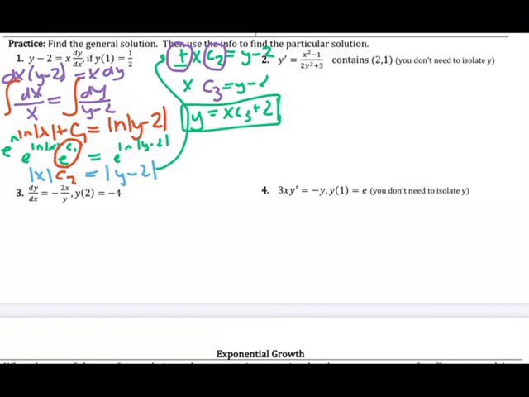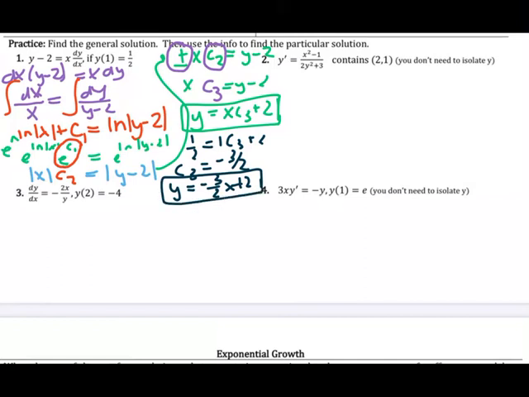And then the last thing we need to do here is find the particular solution. So we're going to plug in what we know. 1/2 equals 1 times c3 plus 2. So c3 is going to be negative 3 over 2. So our particular solution is y equals negative 3 over 2x plus 2.